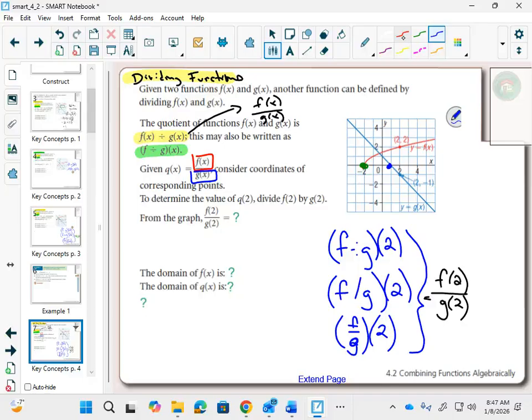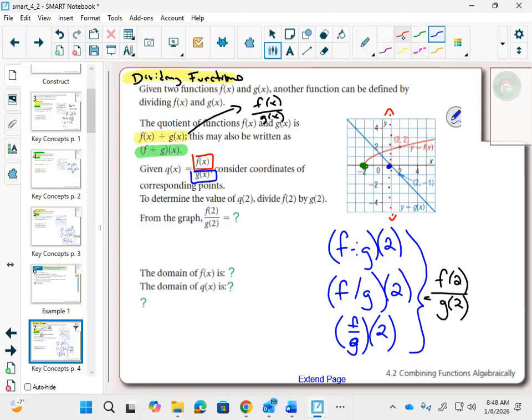Non-permissible values on graphs either show up as vertical asymptotes or as holes. In this unit, I'm going to say that 98% of the time, they show up as vertical asymptotes. The 2% of the time is when both of the graphs have crossed at the same place. That'll be a hole because you would have the same factor on the top and the same factor on the bottom, and that non-permissible value would cancel out. Okay?